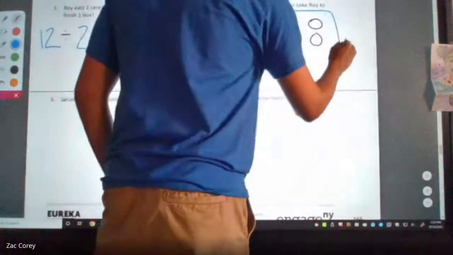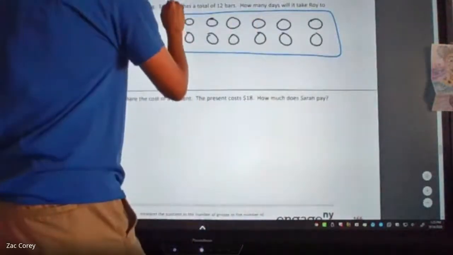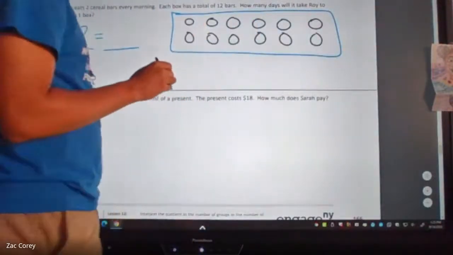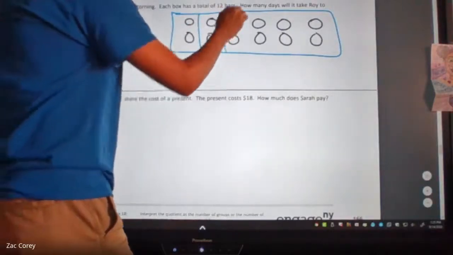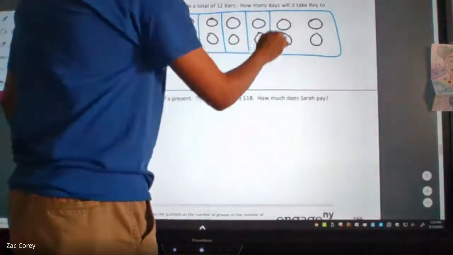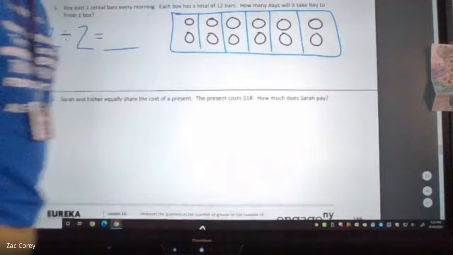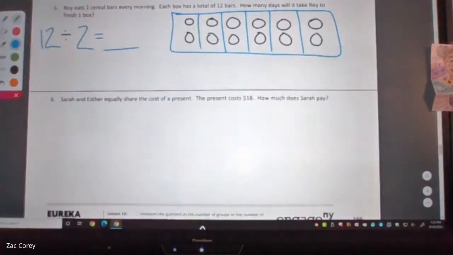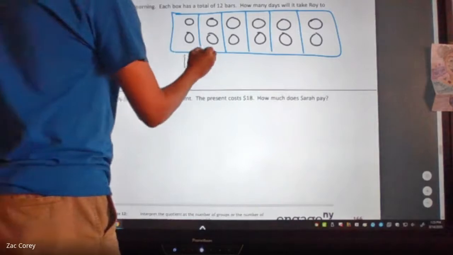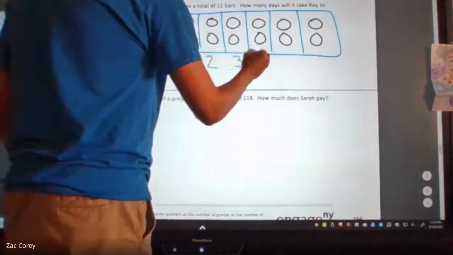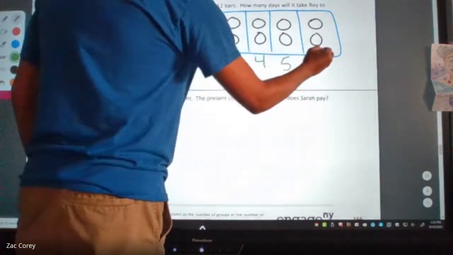Here's our tape diagram. I'm going to divide these bars into columns. Looks like I'm putting them in jail or something. All right, so how many sections do we have now? How many days? Each of these sections on the tape diagram represents days. So we have 1, 2, 3, 4, 5, 6.